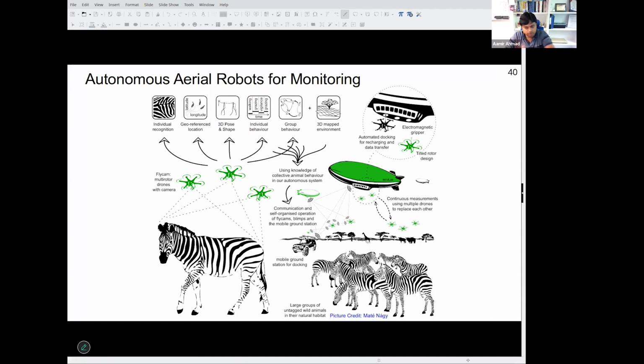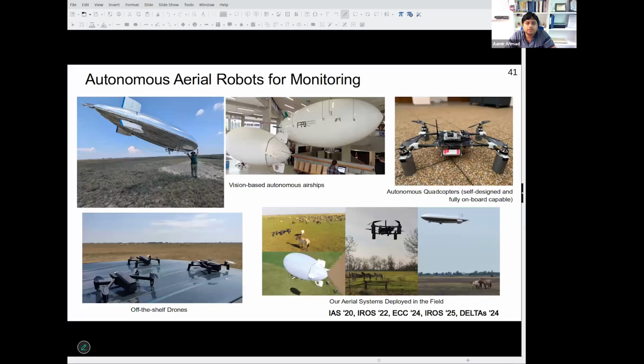So the new area is not only the drones, but also the airships. What we have done is to develop not only these multi-rotor drones that we have been doing, but also several airships, which are fully autonomous, so they have onboard compute and sensing. We have developed them in our lab, but we have already deployed them in, for example, the Hortobágy National Park in Hungary. And multi-rotor drones we have all deployed in the Impala Conservancy in Kenya. So what you see in the picture up there is Hortobágy on top, and on the bottom left is Impala Conservancy in Kenya.